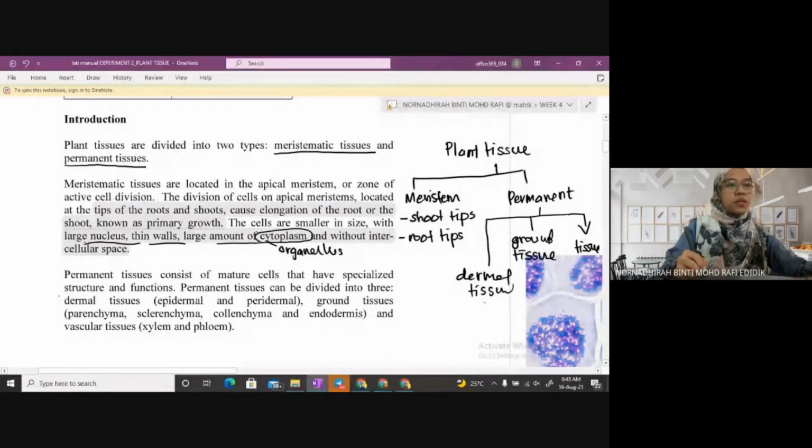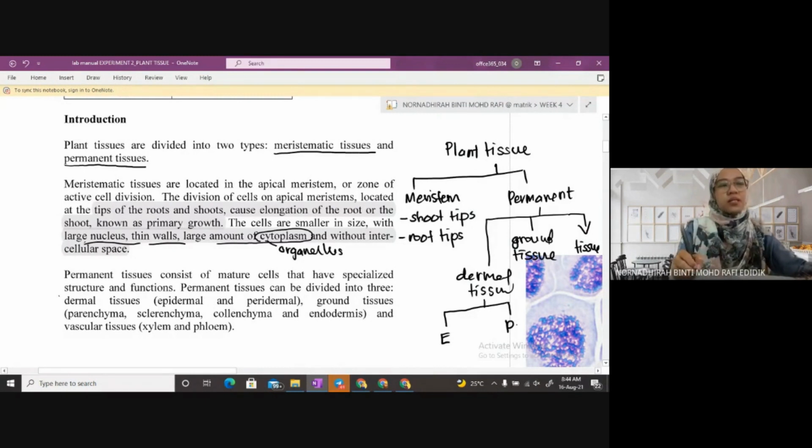Okay, so for the dermal tissue kita ada 2, iaitu kalau tengok kat sini epidermal and peridermal. Okay, epidermal kita nak kata dia layer yang paling luar. Okay, epidermis ataupun epidermal, epiderm, tu semua adalah layer paling luar macam kulit kita. Kulit kita paling yang luar ni adalah epidermal. Okay, paling luar epidermal. And then peridermal.